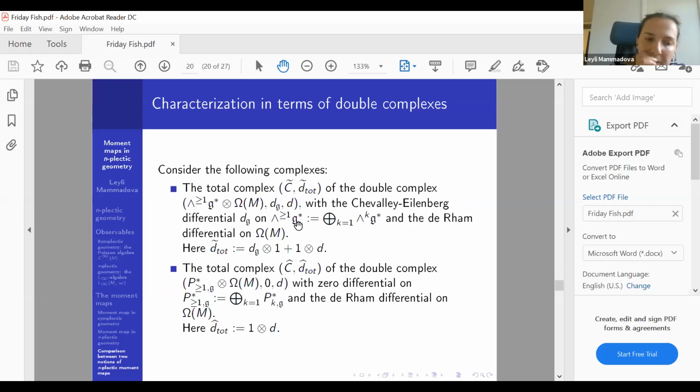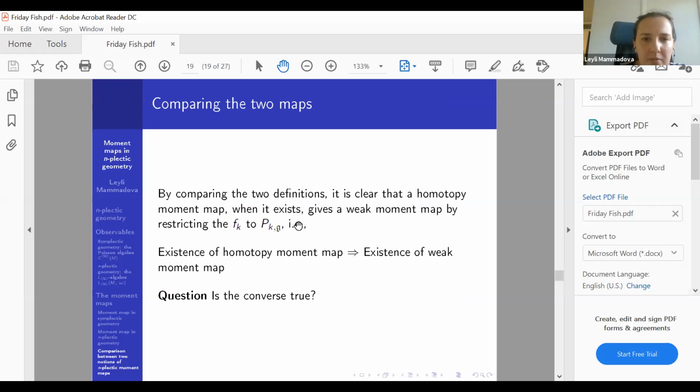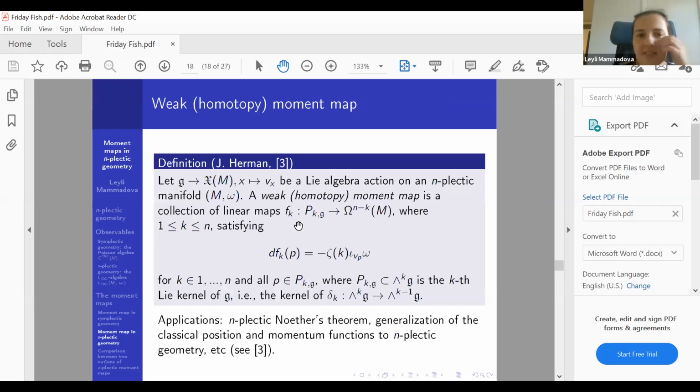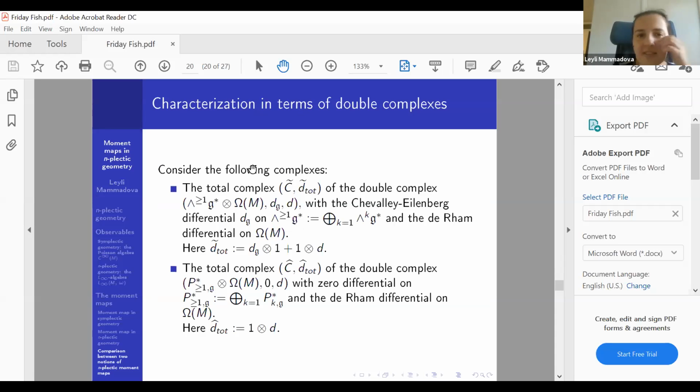in the paper, this paper that I cited by Marco and three other people, where the homotopy moment map was introduced, they explored the existence of homotopy moment map in terms of equivariant cohomology, and this is the result from symplectic geometry that it exists if a certain element is closed in a certain complex, that carries over. And yes, it's very similar in flavor.